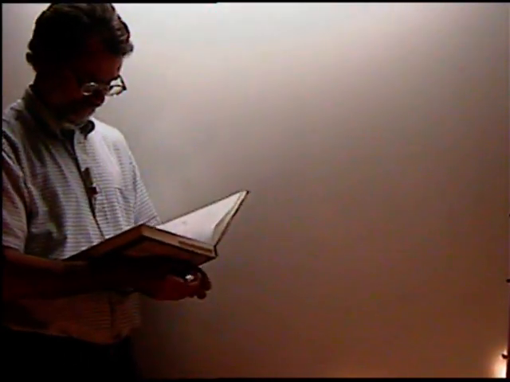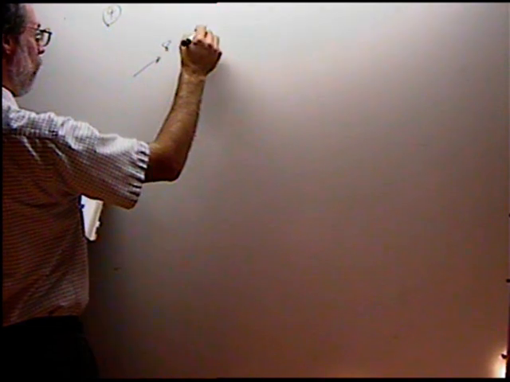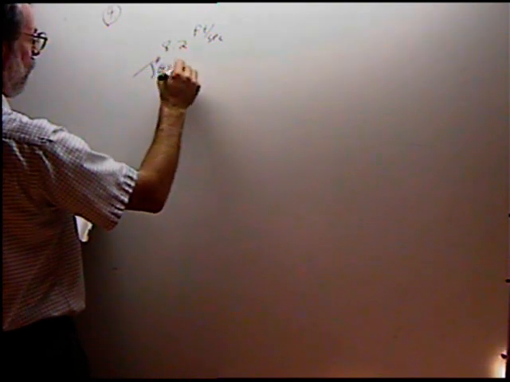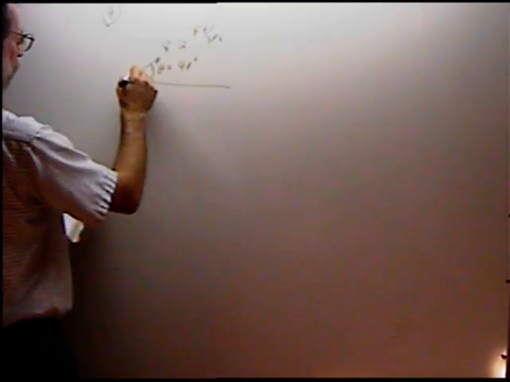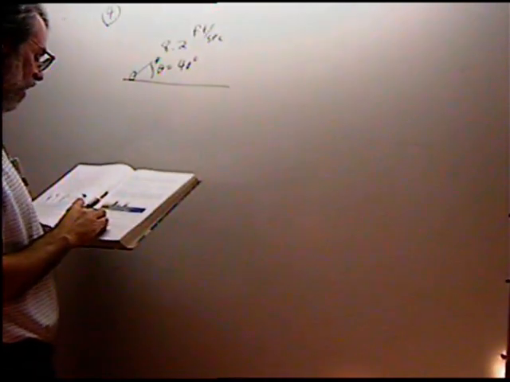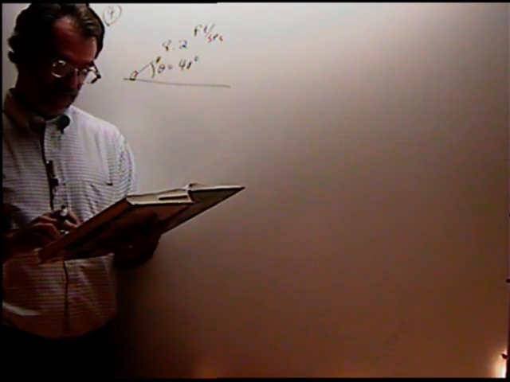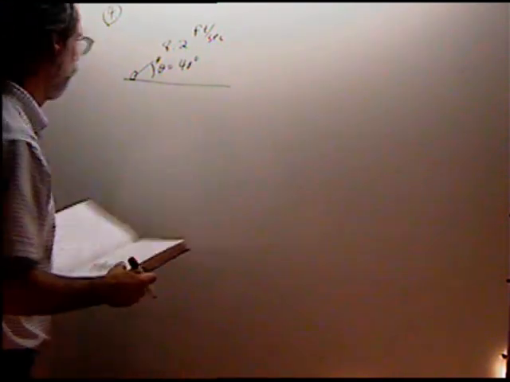Okay, problem number 4. A soccer player kicks a ball from the ground with an initial velocity of 8.2 feet per second and an angle of 40 degrees. There's the ball. How long will it take for the ball to reach the maximum height? How long will it take for the ball to hit the ground again?